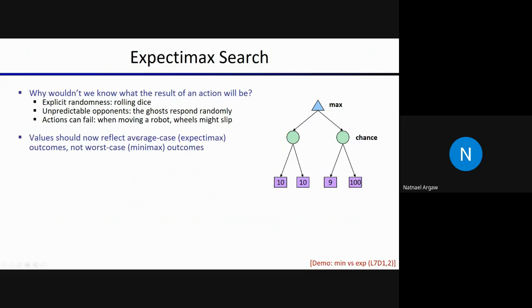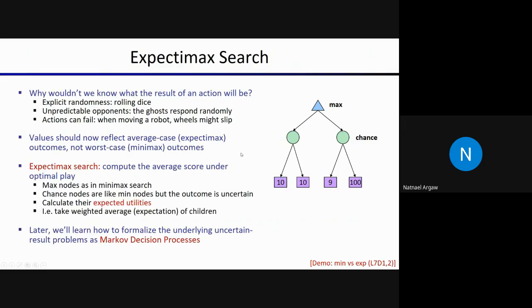Because of this, the value of state calculated at each chance node should reflect the average case, or Expectimax values, not the minimum case, not the maximum case, because there is no way to know that in an uncertain environment. So to summarize, Expectimax search computes the average score under optimal play.